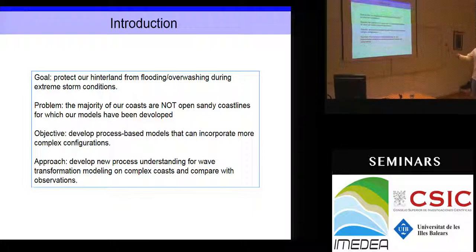So we want to develop process-based models, so we want to make predictions based on the processes, but they can incorporate more complex coasts, so including vegetation or other things. And then to do this, we need to understand how things work, and then we need data to compare it with, to make sure that we did it right.